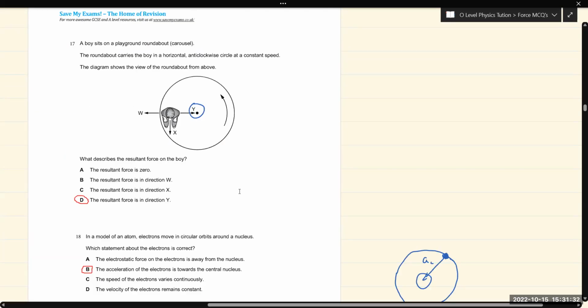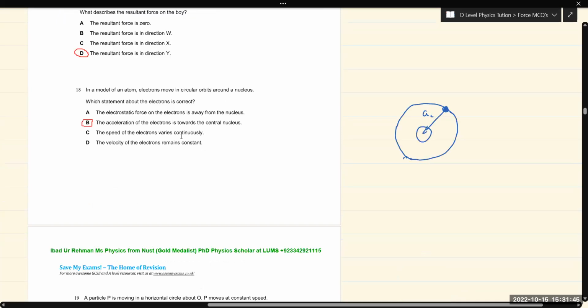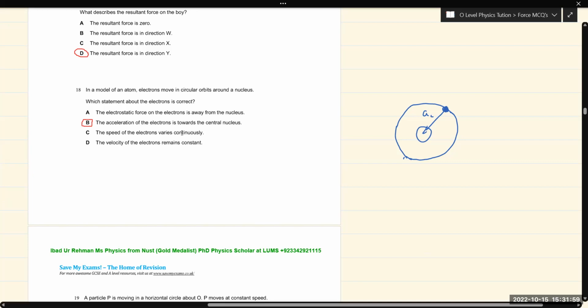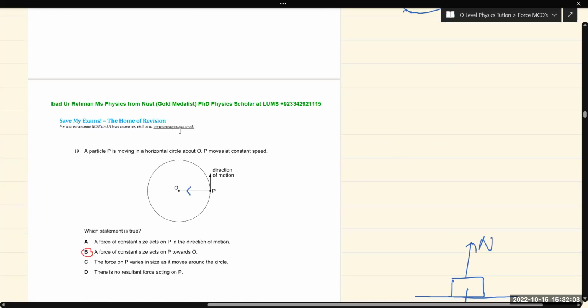अगेन हमारे पास वही एग्जांपल है और उसके अंदर हमने ये बताना है कि रिजल्टेंट फोर्स on the boy is the resultant force in direction of y towards the center. Okay. So in a model of atom, the electron moves in a circular orbit around the nucleus. Which statement about the electron is correct? The acceleration of the electron is towards the center. Centripetal acceleration होगी वो towards the center होगी, towards the nucleus होगी.